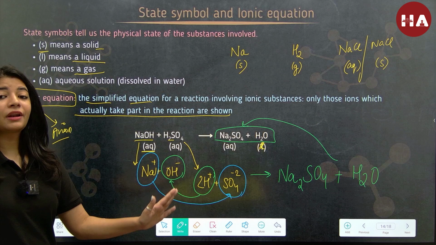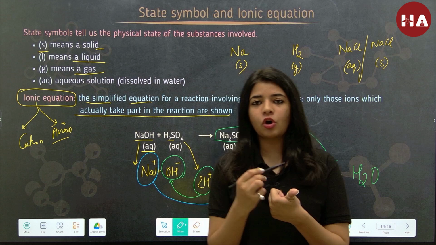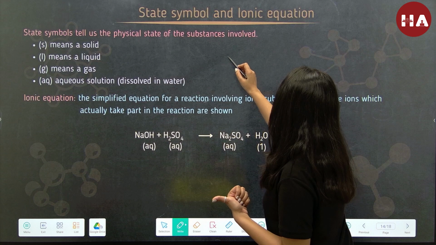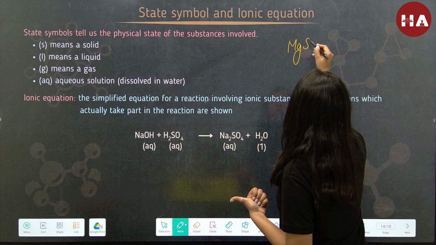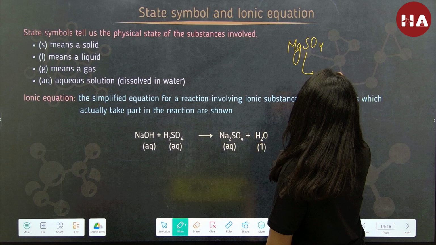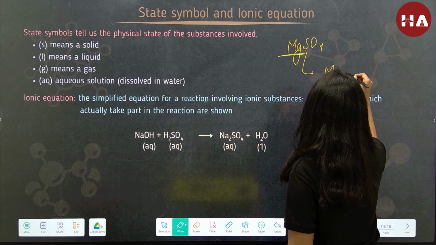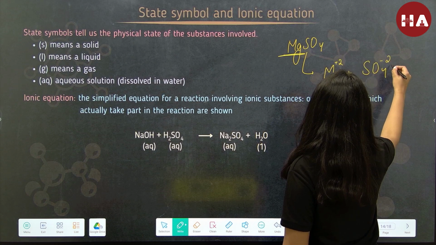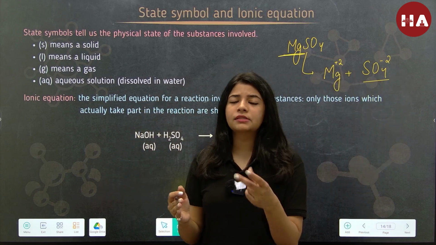So this is how we write a proper ionic equation. Make sure that you always check which ions are present in a compound. For example, let's say MgSO4. This is actually composed of two ions, cation and anion. Cation is always the species which is written first, this Mg, and anion is SO4 minus 2. This is a compound ion which we have studied, right? So any compound is a mixture of two ions, cation and anion.